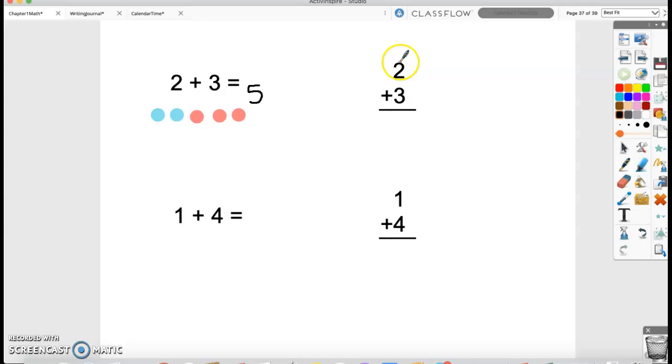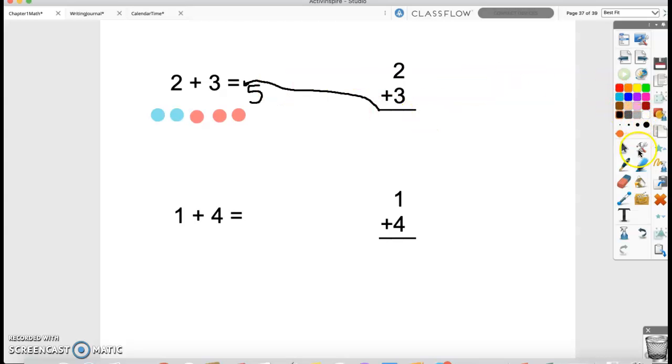So over here I have the same thing, 2 plus 3. When we write this, we put the numbers on top of each other, and the plus sign goes in front of the bottom number, and then we put a line, and this line right here is the same as the equal sign right there.